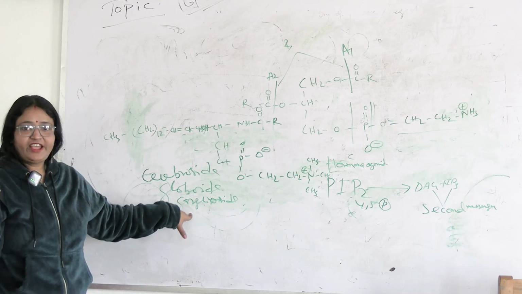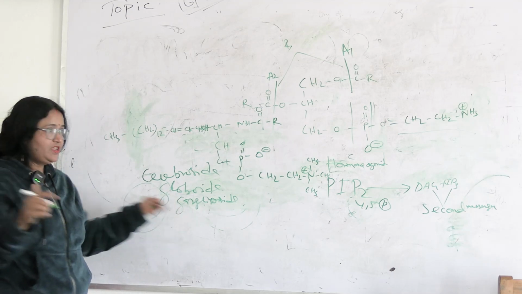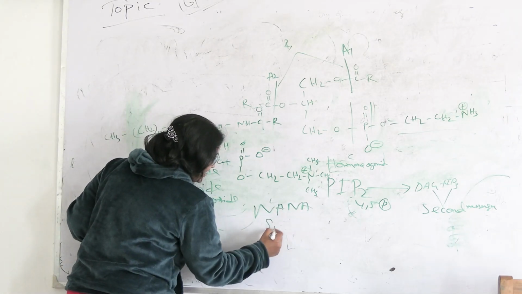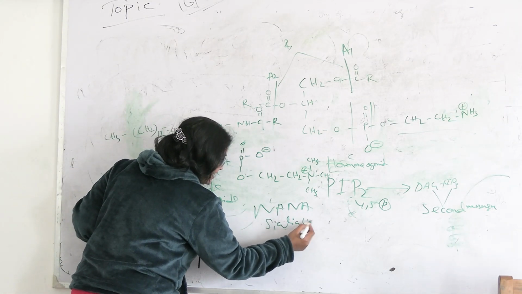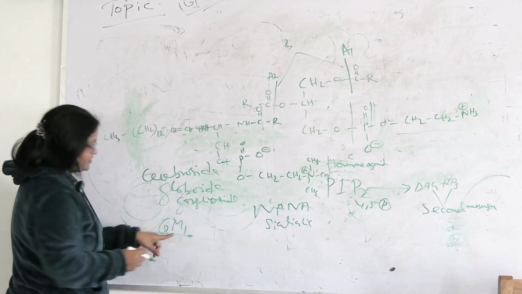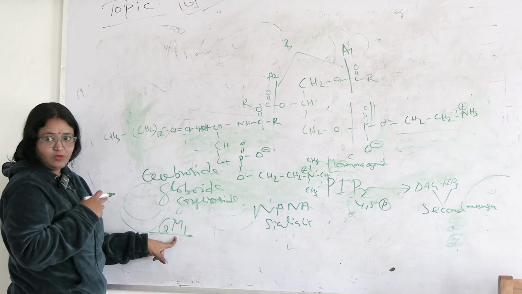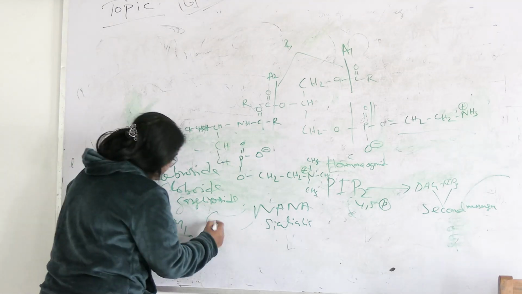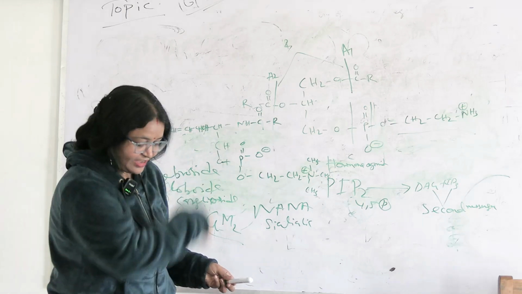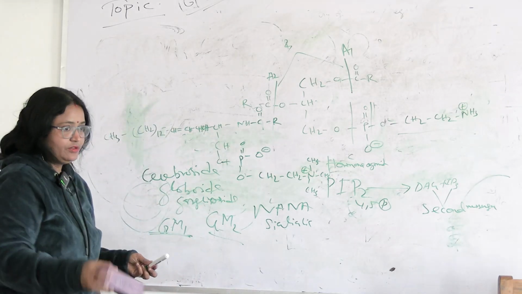And in ganglioside, along with this, NANA, N-acetyl neuraminic acid or sialic acid, will be added. So this is ganglioside. Among gangliosides, cholera toxin acts on GM1, and GM2 ganglioside accumulates in Tay-Sachs. That's all.